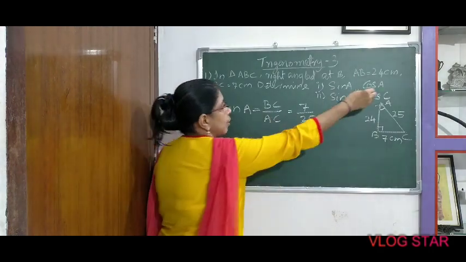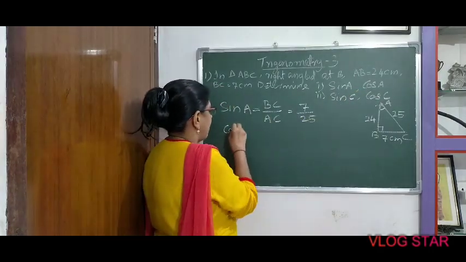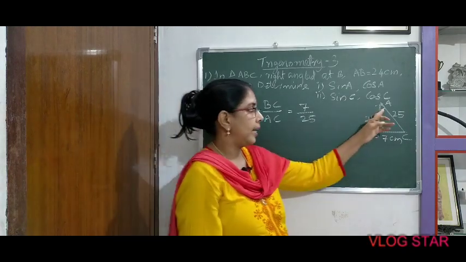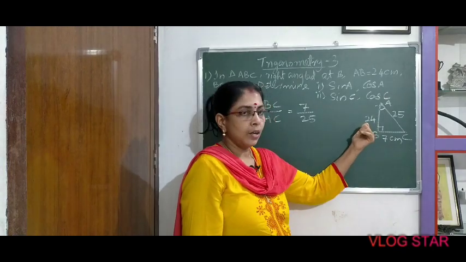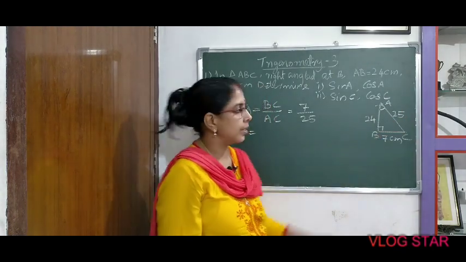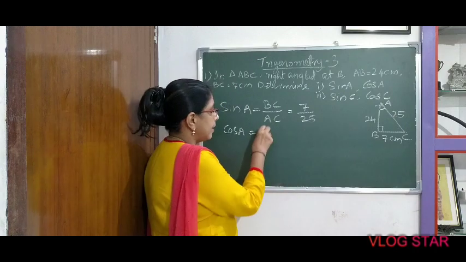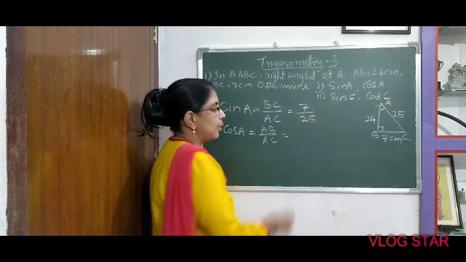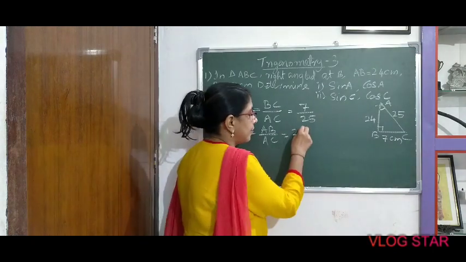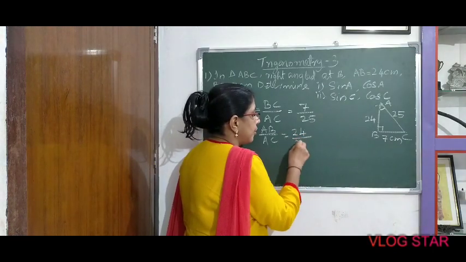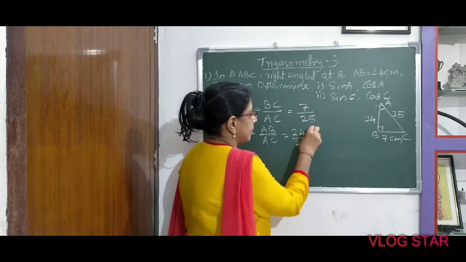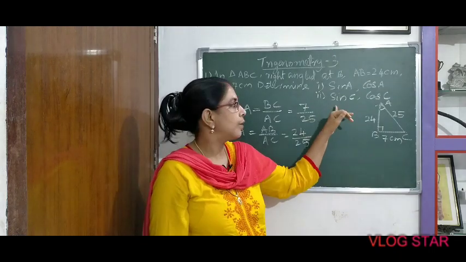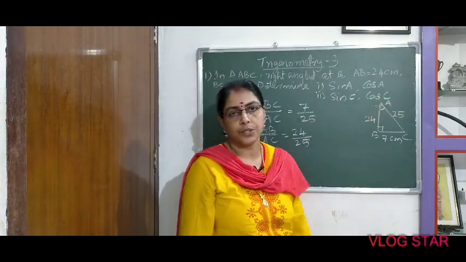Next, we have to find out cos A. We know that cos of angle A is equal to adjacent side of angle A upon hypotenuse. Adjacent side is AB. AB by AC. That is equal to 24 by 25. Now the first part of the first question is over. Next we have to find out sin C and cos C.